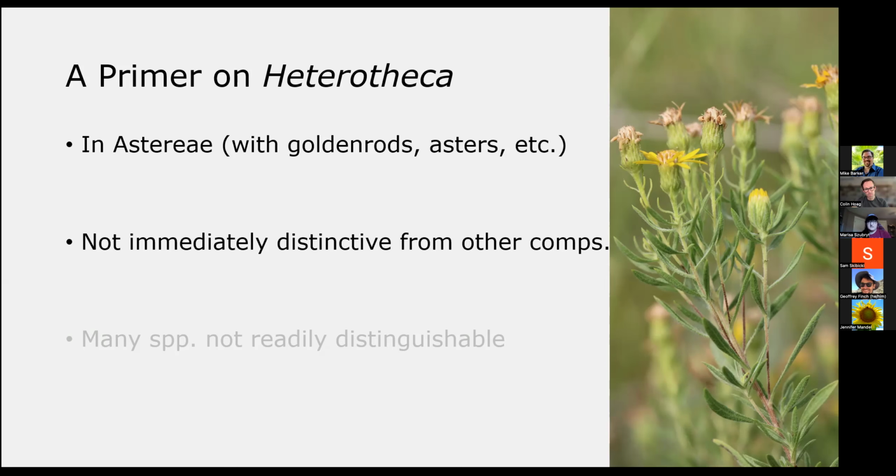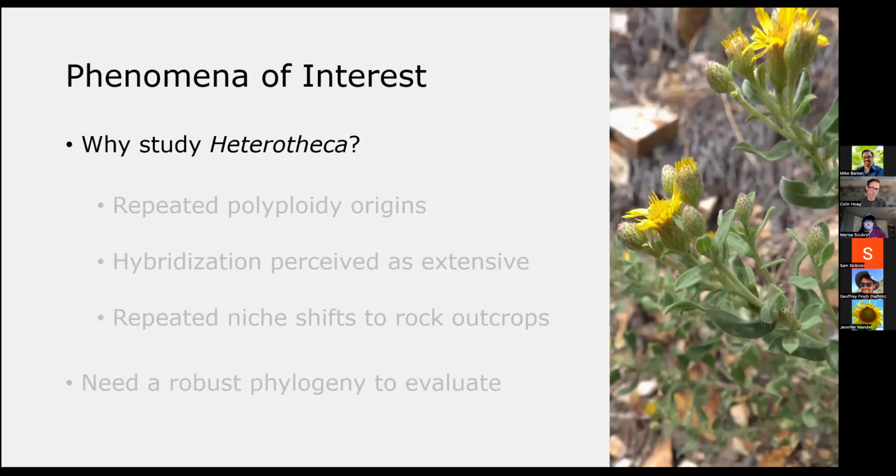It has a very typical generalist floral syndrome. And in the way that the genus isn't immediately distinctive from other genera at first glance, many species within Heterotheca aren't particularly distinguishable or distinctive at first glance until you get familiar with some of the relatively cryptic morphological features used to distinguish different species.